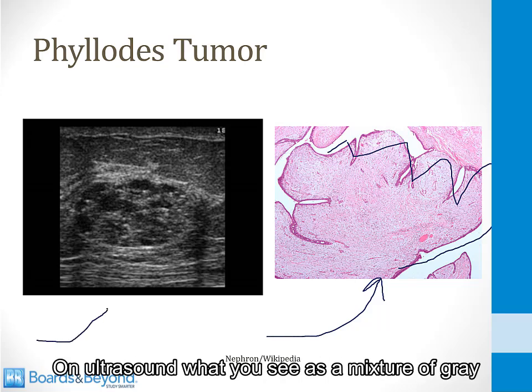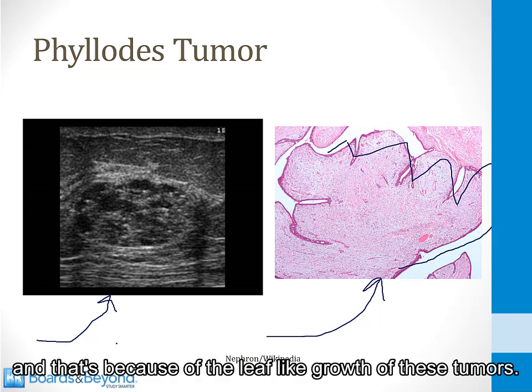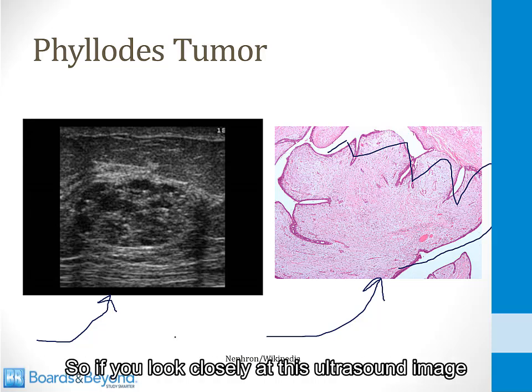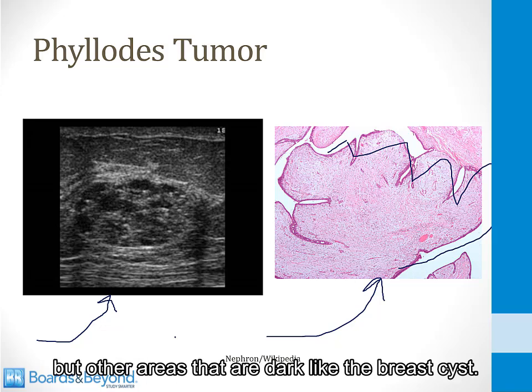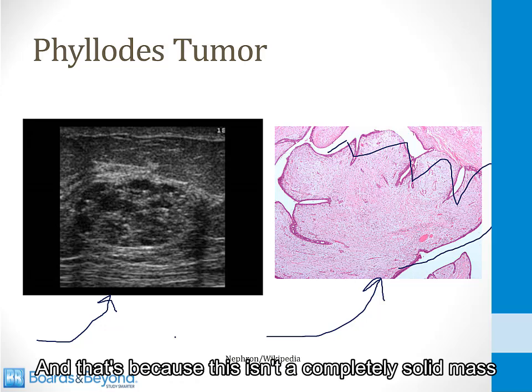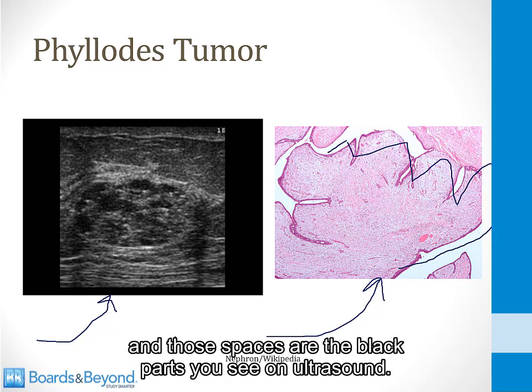On ultrasound, what you see is a mixture of gray and black areas, and that's because of the leaf-like growth of these tumors. So if you look closely at this ultrasound image on the left side of the screen, you can see some areas that are gray, like the fibroadenoma, but other areas that are dark, like the breast cyst, and that's because this isn't a completely solid mass like a fibroadenoma. It has spaces between the tumor, and those spaces are the black parts you see on ultrasound.